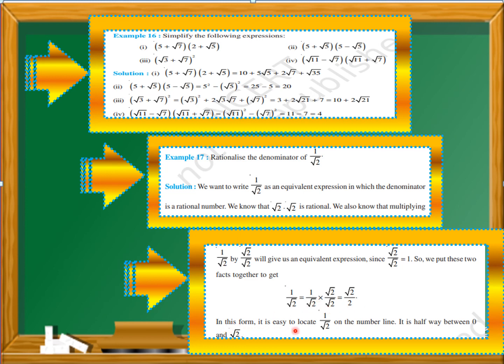So in this form it is easy to locate on the number line, right? It is halfway between 0 and √2. So we have got the answer as √2 by 2. We have rationalized the denominator.